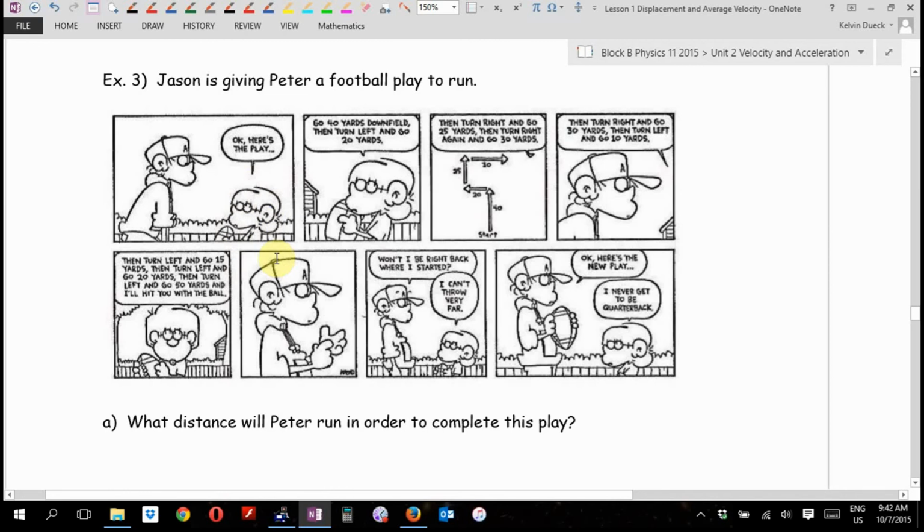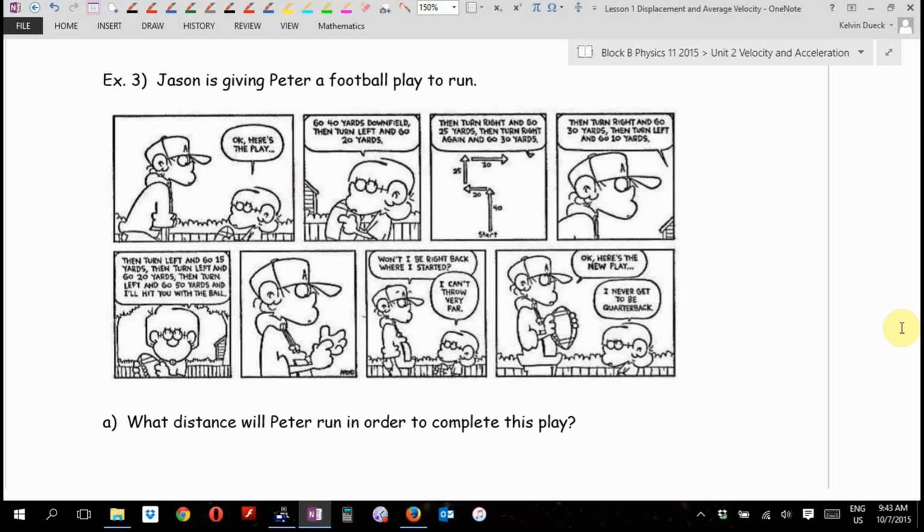Go figure. So here it says, Jason and his older brother Peter are playing football. Jason says, okay, here's the play. Go 40 yards downfield, then turn left and go 20 yards, then turn right and go 25 yards, then turn right again and go 30 yards, then turn right and go 30 yards, then turn left and go 10 yards, then turn left and go 15 yards, then turn left and go 20 yards, then turn left and go 50 yards, and I'll hit you with the ball. Peter does some physics. Won't I be right back where I started? Jason says, I can't throw very far. Okay, here's a new play. I never get to be quarterback. I have run that play one time when it was sunny. We walked out with my class, and we ran it, and it does end up back where you started from.